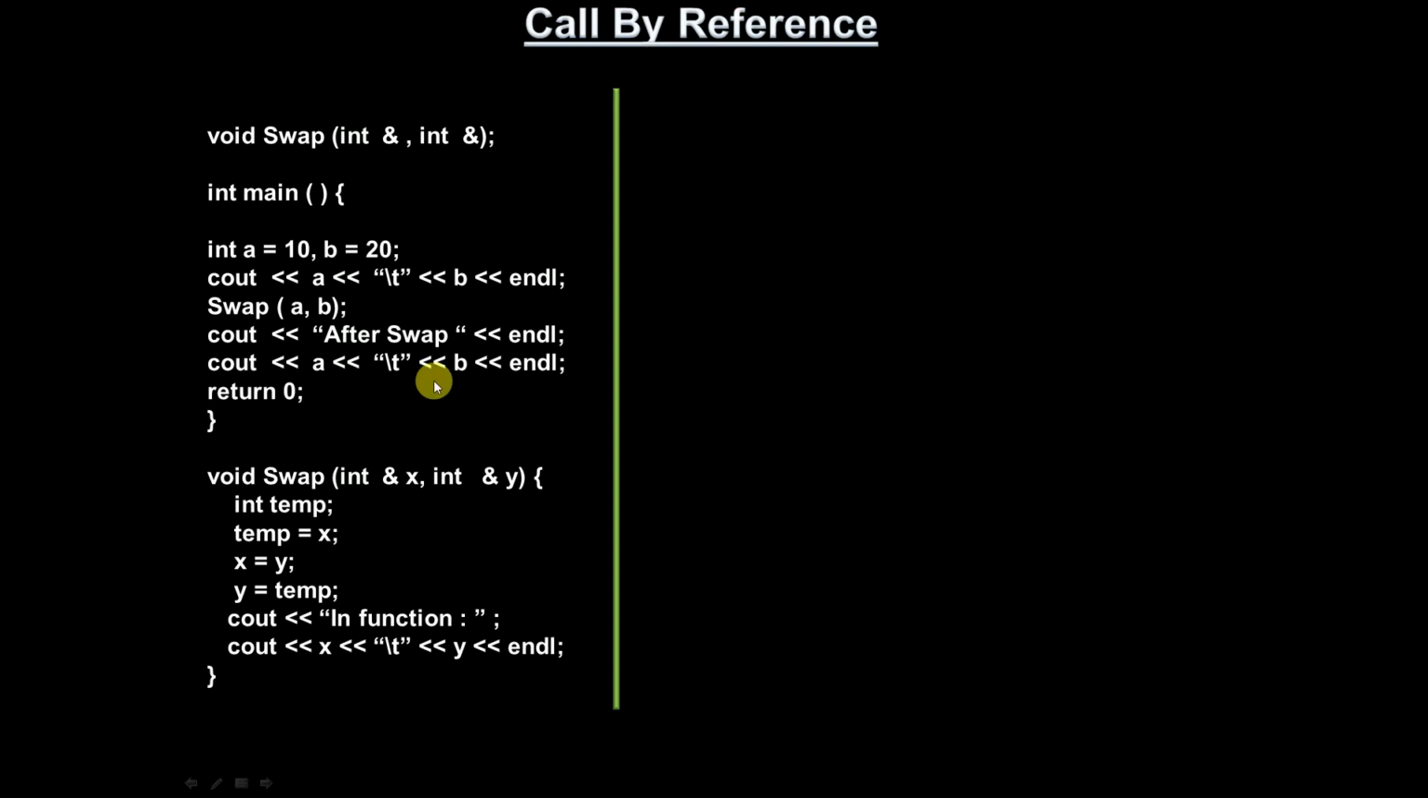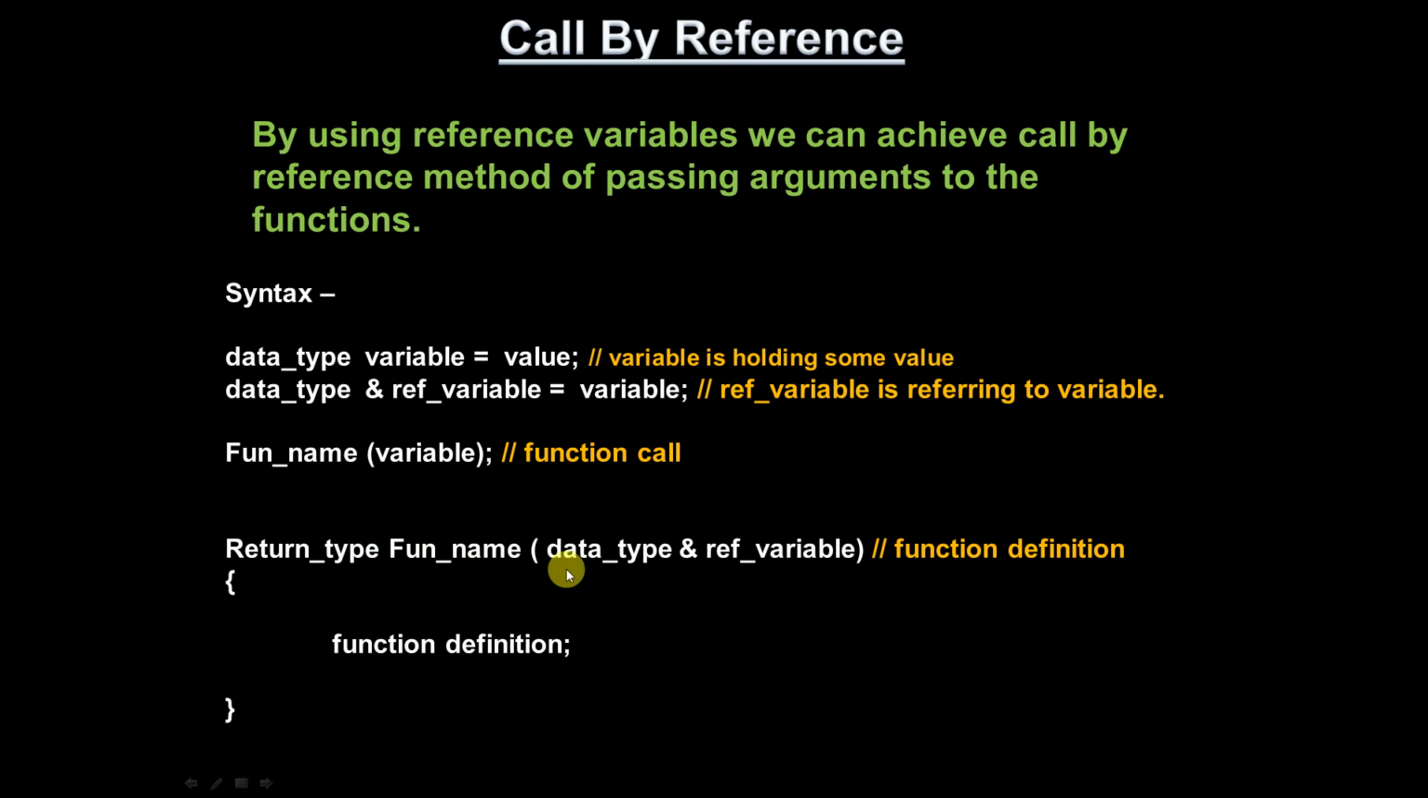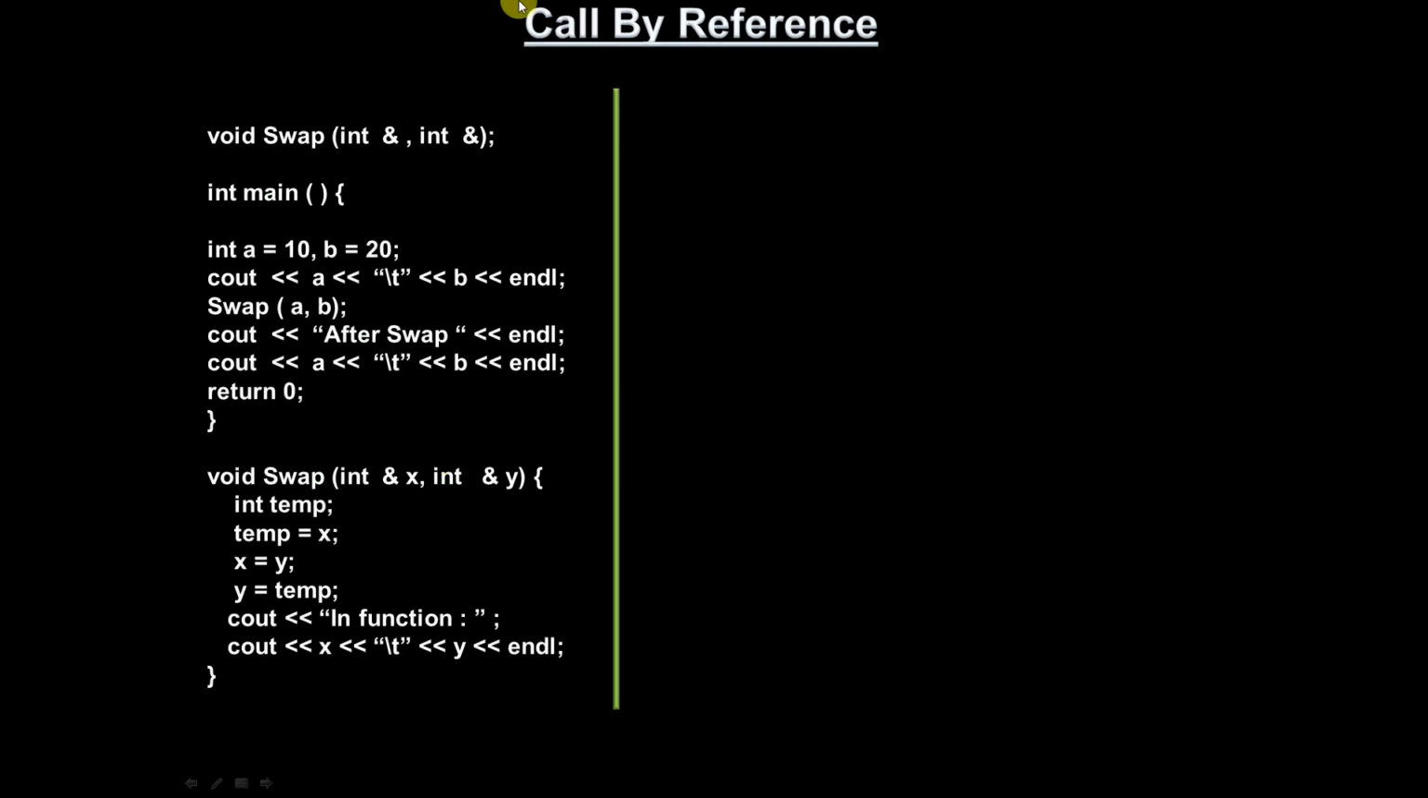Based on the previous syntax, in the function definition we have given the left hand side syntax of the reference variable, that is int reference x, int reference y. In the function call, we pass the variables a and b. Just have a look once again: in the function definition, data type, reference, name, means int reference x, int reference y, and we call with a, b. Now just observe how this program is working.